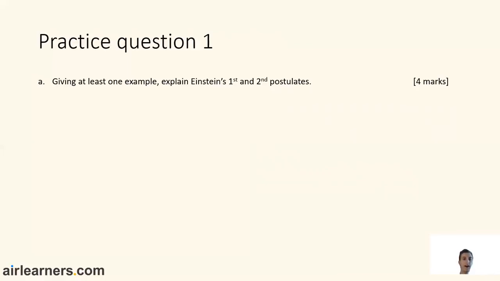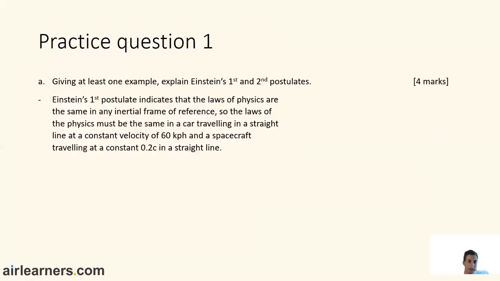Okay, now that you've had an opportunity to do that question, let's see how I would answer it. So the first thing I'd note is that Einstein's first postulate indicates that the laws of physics are the same in any inertial frame of reference. So the laws of physics must be the same in a car traveling in a straight line at a constant velocity of 60 kilometers per hour and a spacecraft traveling at a constant 0.2 c, where c is the speed of light, in a straight line.